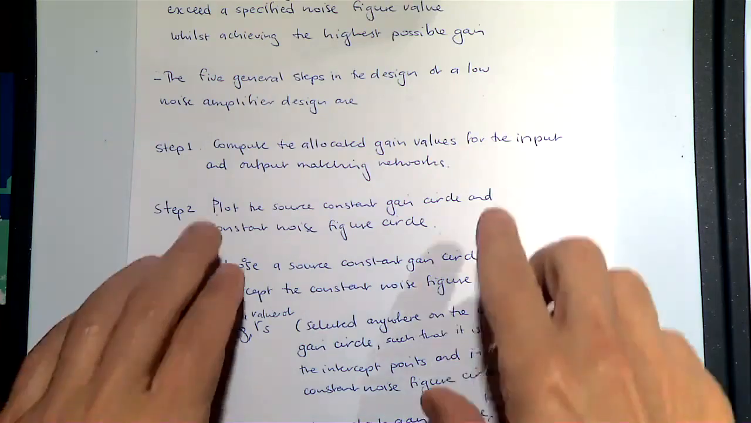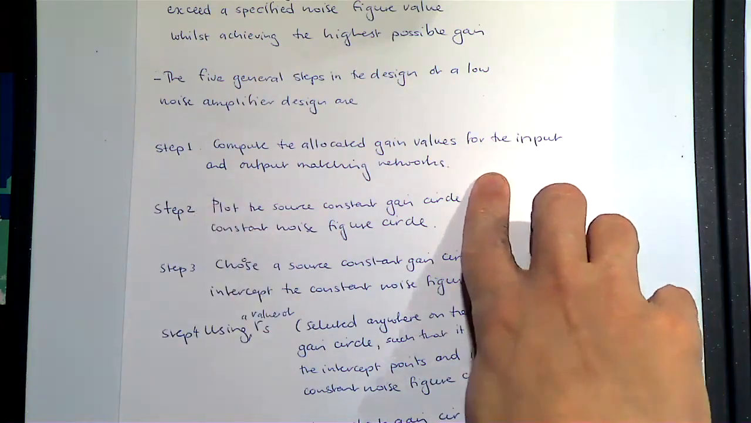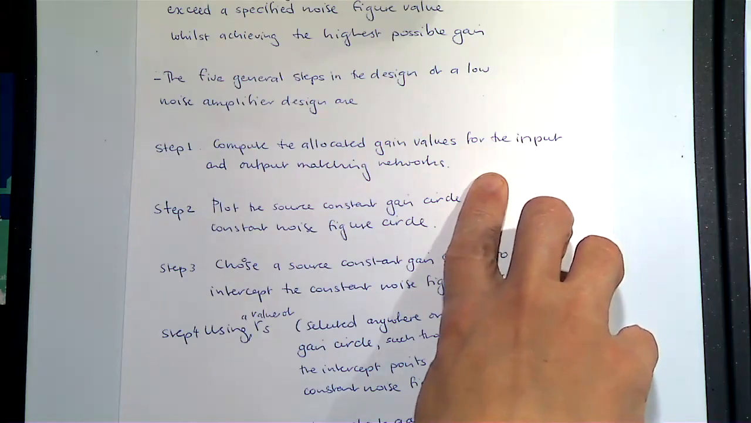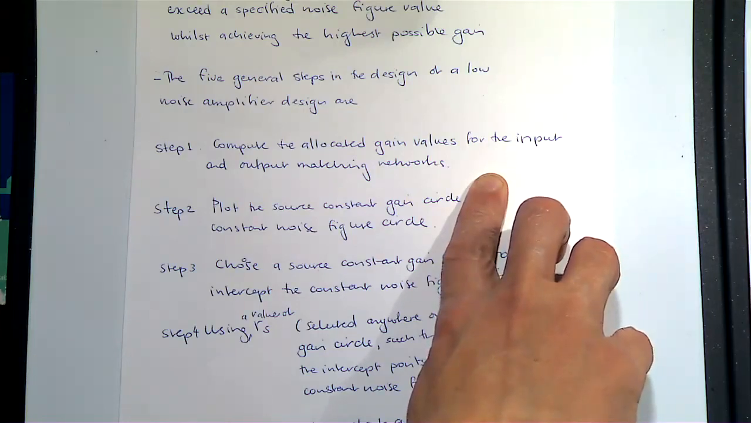And essentially what I'm doing here, if you're using the unilateral approximation, is working out what the gain of the transistor is. What's the maximum gain of the transistor if we're using a unilateral approximation?